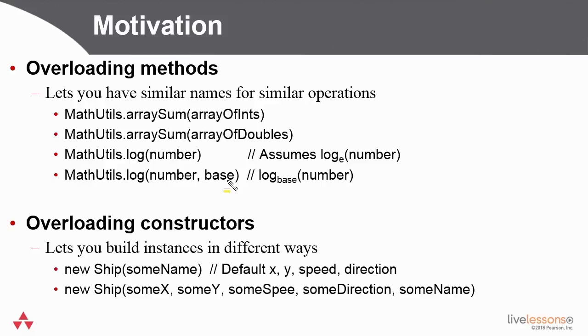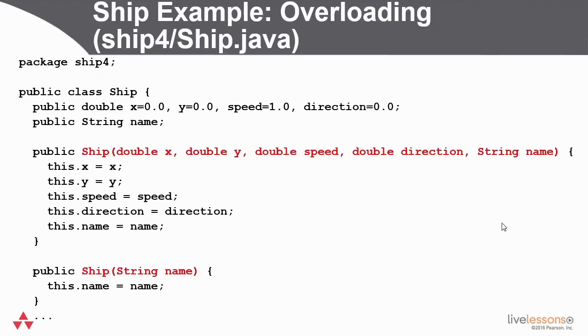With constructors, the idea of having two constructors with the same name is if you have different ways of building instances. So for example, suppose that for ships, you say there's never a reasonable default for the name of a ship. But there are reasonable defaults for the position and speed of a ship. So sometimes you provide just the name, and sometimes you provide all 5 parameters.